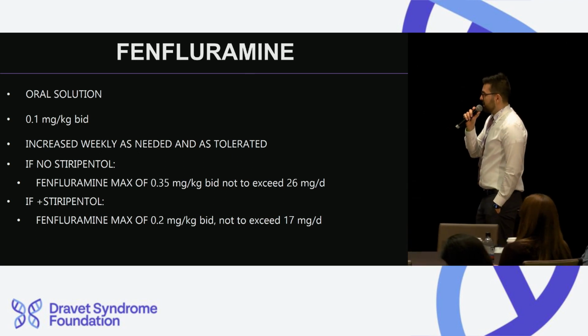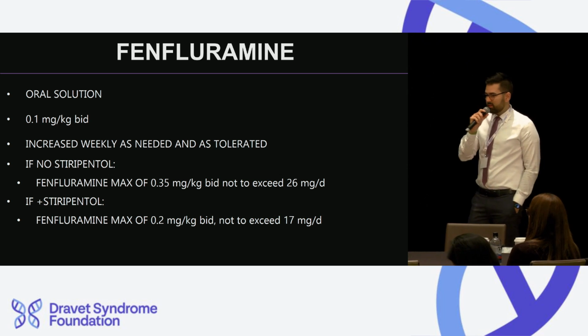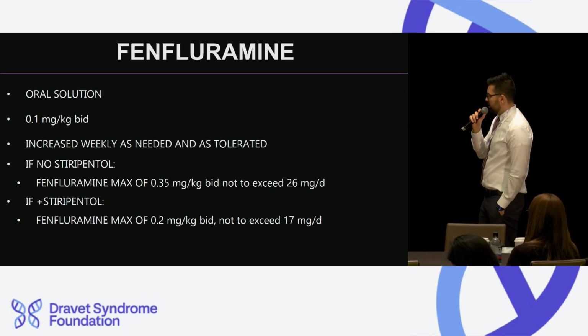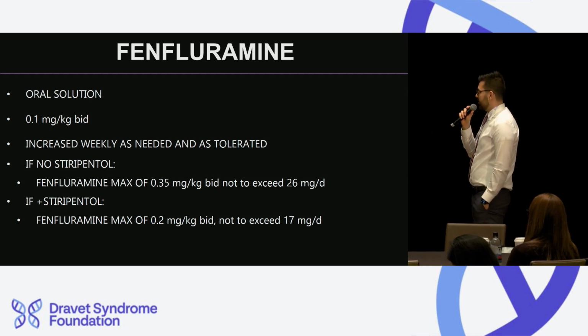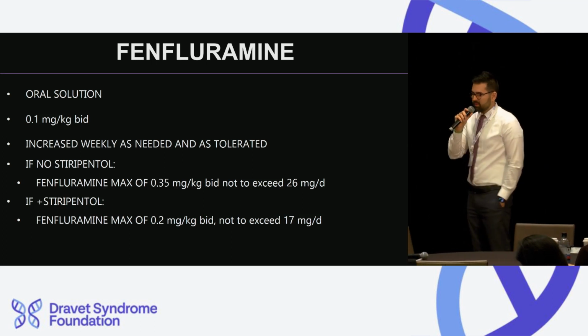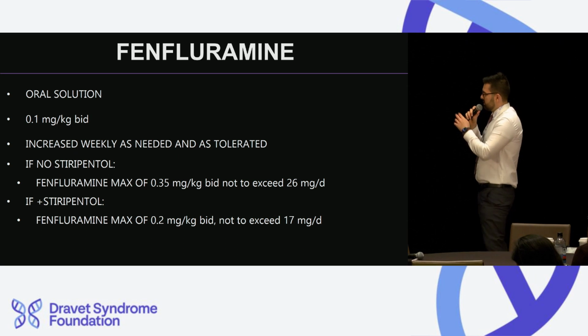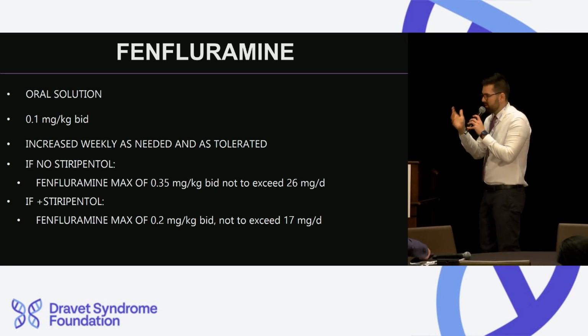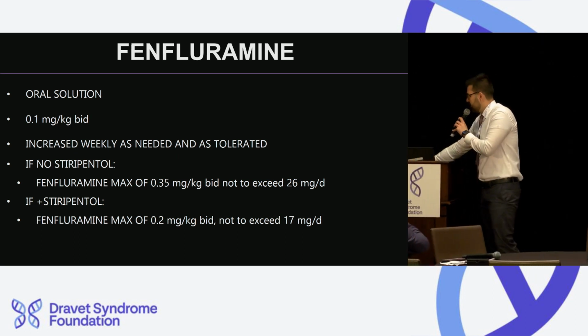And one point to keep in mind: if they are on stiripentol at the same time, the dose would be slightly lower at 0.2 mg per kg twice a day. And if they're not on stiripentol at the same time, the dose would be slightly higher. Again, these dosages can just be looked up on UpToDate, so we don't have to memorize any of them.